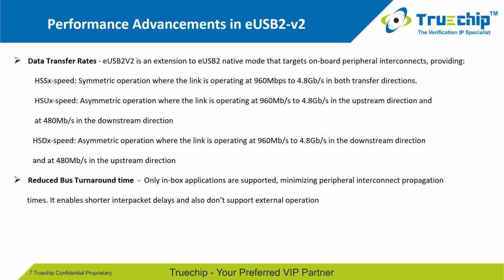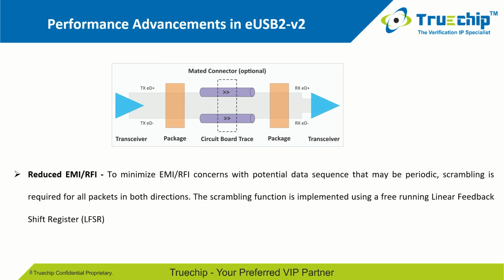The illustrated diagram is of the eUSB2 V2 channel topology. Since we know eUSB2 V2 is intended to support inbox applications in native mode, the physical channel is relatively simple, with both the host and the peripheral being inside the system's physical boundary. An external cable or connector is not supported. However, an internal cable and connector is allowed.